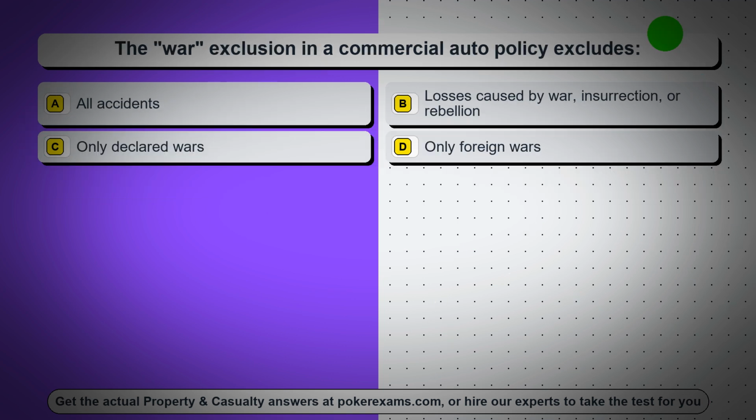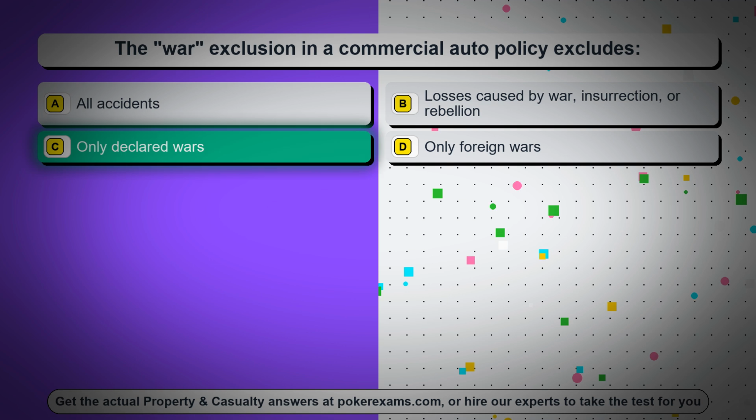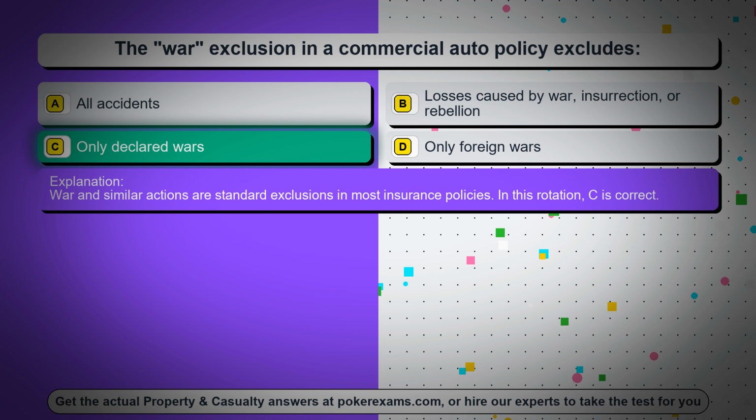Question 16. The war exclusion in a commercial auto policy excludes: Option A, all accidents. Option B, losses caused by war, insurrection, or rebellion. Option C, only declared wars. Option D, only foreign wars. The correct answer is option C, only declared wars. War and similar actions are standard exclusions in most insurance policies. In this rotation, C is correct.